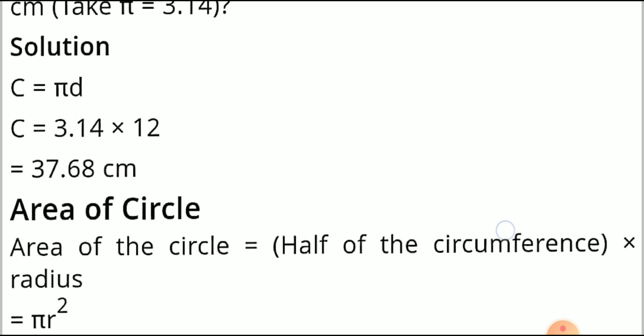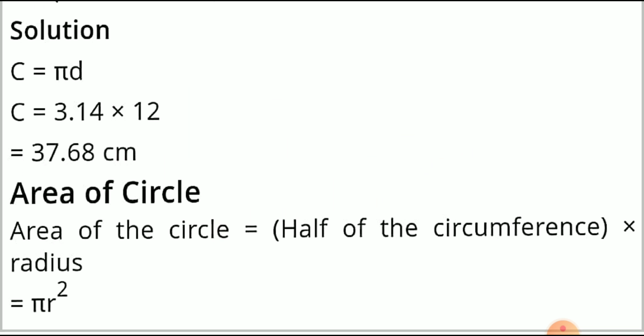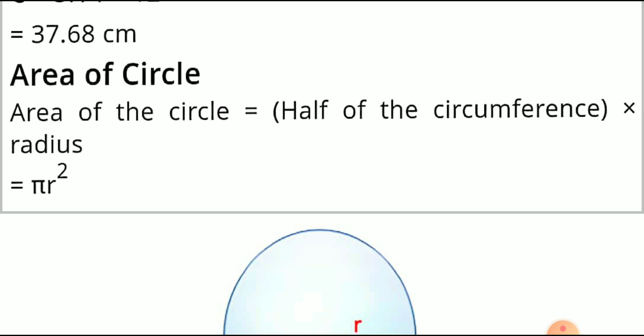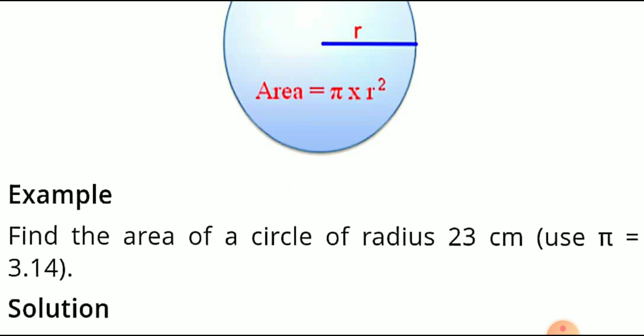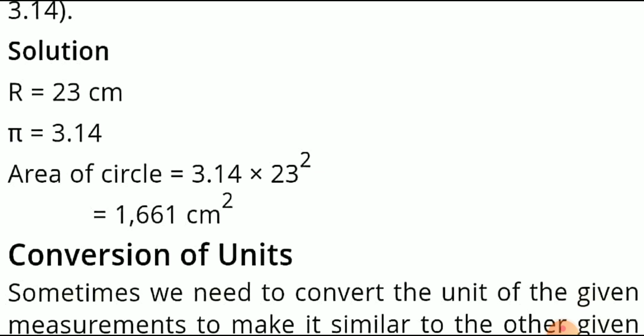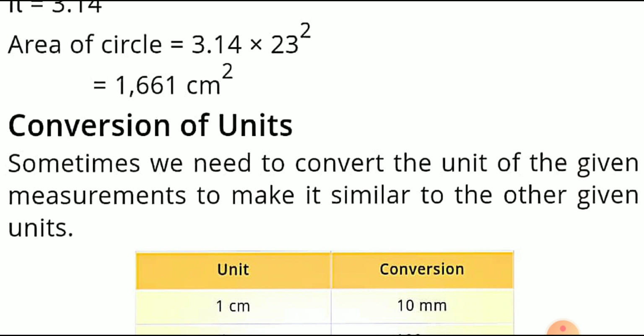How to calculate the area of a circle? The area of the circle will be equal to half of the circumference into radius, which is also known as pi r square. So this is the formula and this is the way to solve it. Now I'm going to move to conversion units, which is another important thing in this chapter.